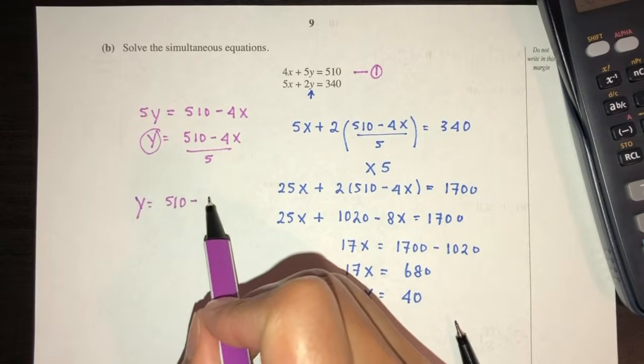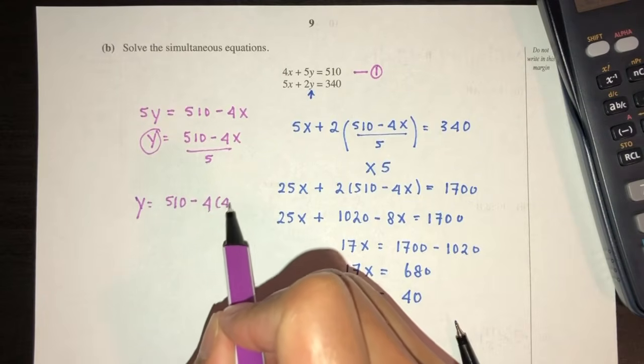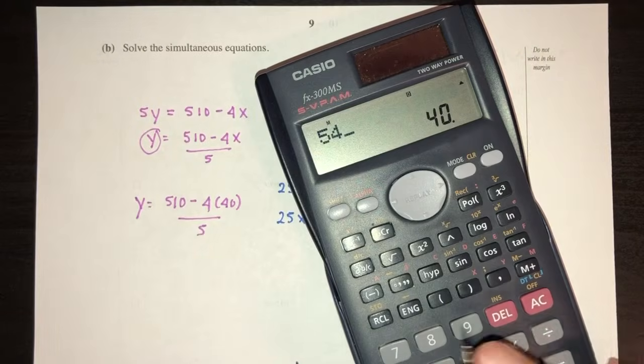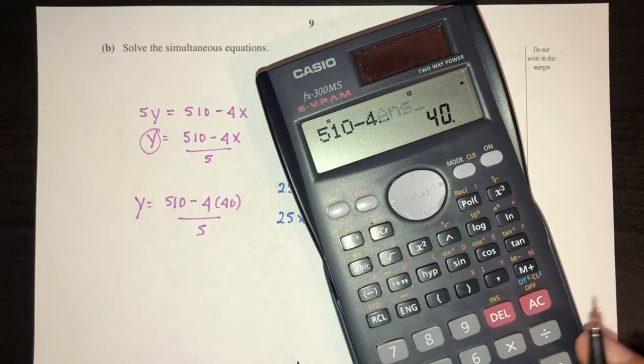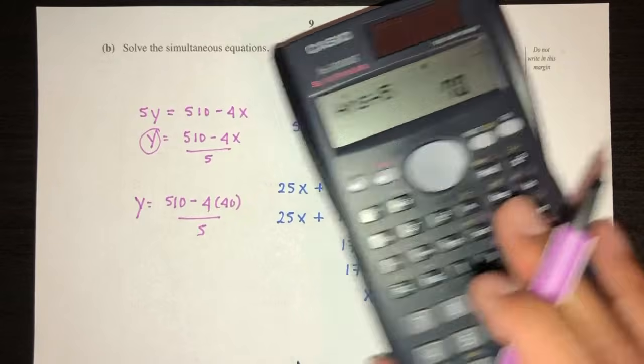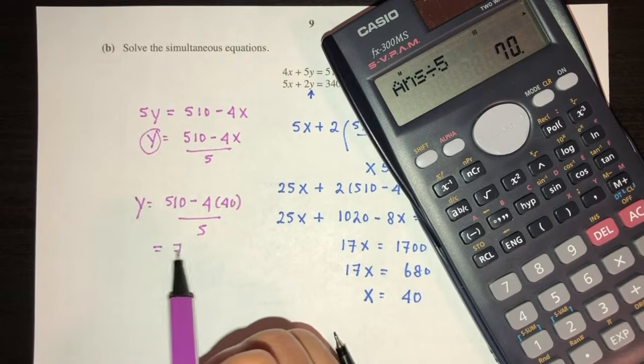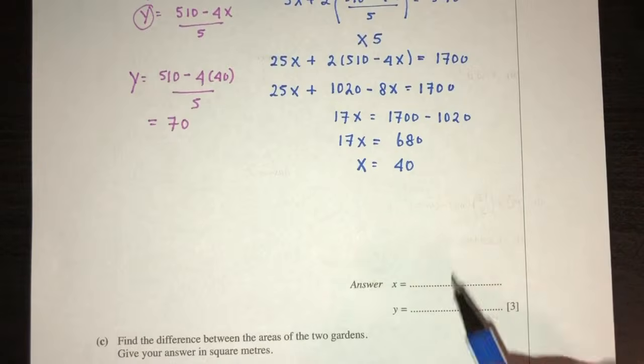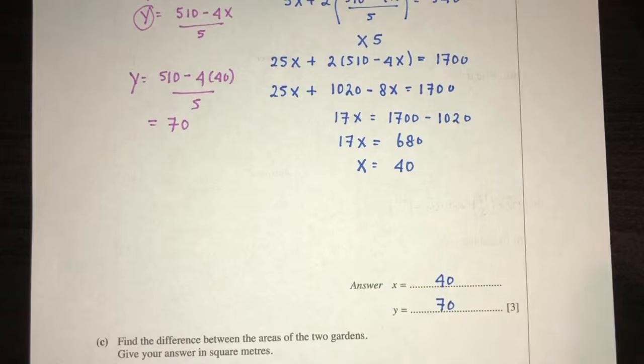510 minus 4 times 40 divided by 5. That will be 70. So the value of x is 40 centimeters and the value of y will be 70 centimeters.